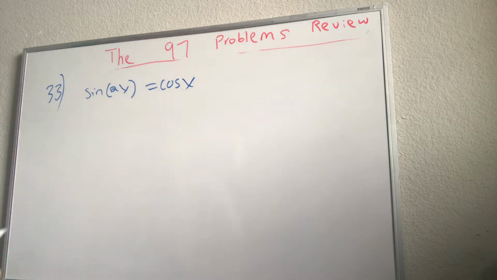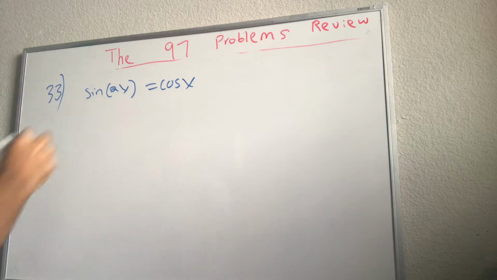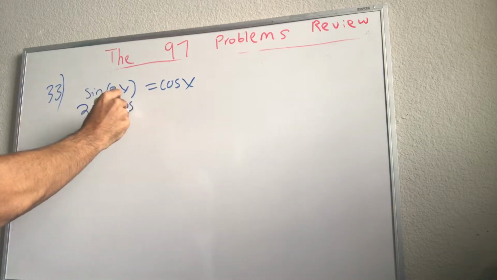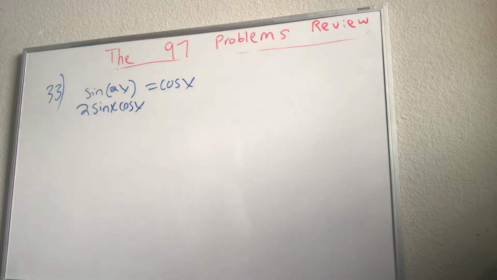And so looking at this, if you recall from one of my previous lessons, sine of 2x is equal to 2 sine of x times cosine of x. That's the double angle rule for sine. So it's just 2 times sine of x times cosine of x.